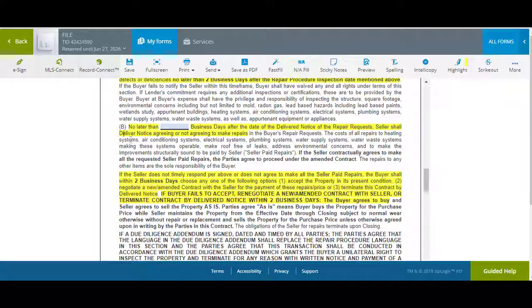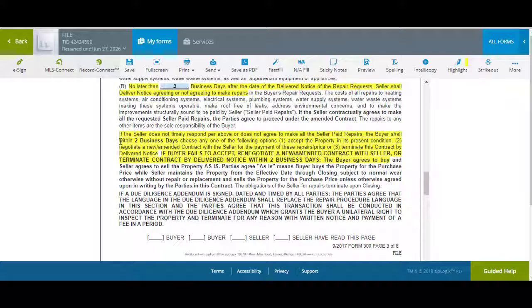Moving on to letter B in the repair procedure section of the contract, it states no later than, actually let's use 3 business days as our example. So no later than 3 business days after the date of delivered notice of the repair request, seller shall deliver notice agreeing or not agreeing to make the repairs. So there might be some negotiation back and forth at this point, but if the seller does agree to the repair request and sign off on the addendum, great, we'll keep moving forward.